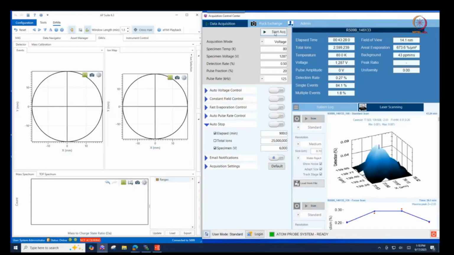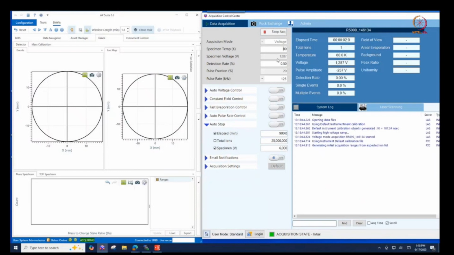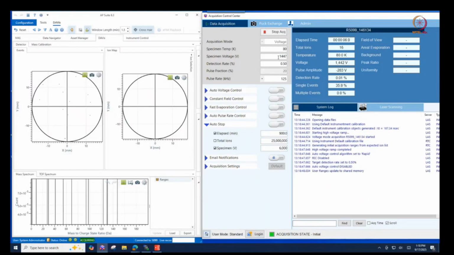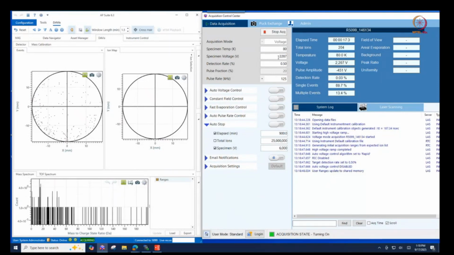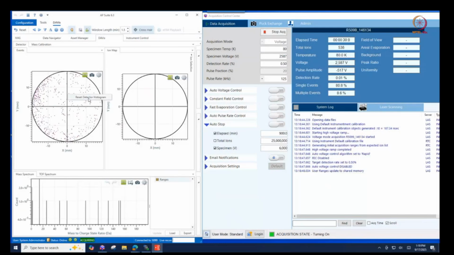So I'll start the acquisition and I'll increase the specimen voltage. As we have studied in this course, for the atoms to get evaporated, they need a certain voltage for field evaporation, depending on the tip radius, the nature of the atom, etc. So now I am increasing the voltage of the specimen until I can achieve some field evaporation. Now towards the left, you can see some purple dots popping up.